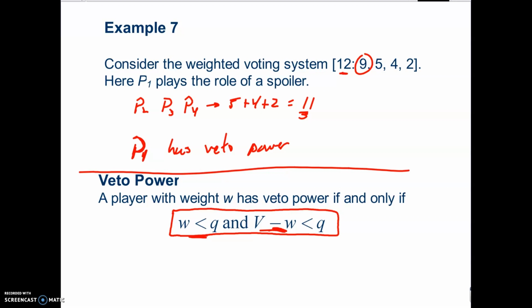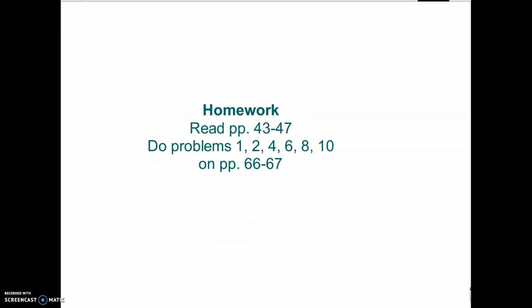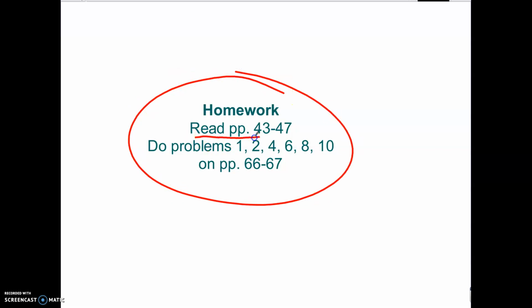So that's pretty much it for our first section in weighted voting systems. Here's going to be your homework. It's probably going to be beneficial for you to read in the textbook, pages 43 to 47. That doesn't mean you have to read them and memorize them. I would just go through, it kind of summarizes, maybe in a little more technical language, the stuff that we did in these videos. And then for homework, do problems 1, 2, 4, 6, 8, and 10 on pages 66 to 67.